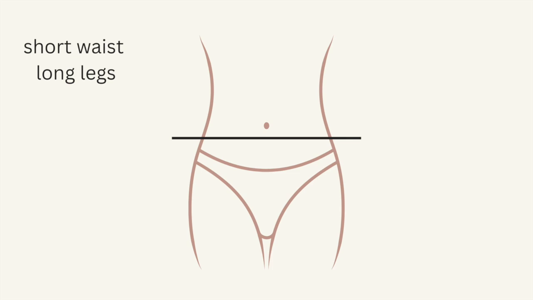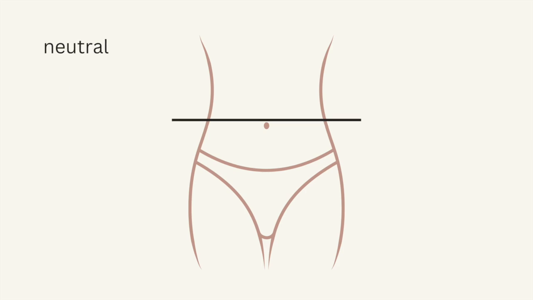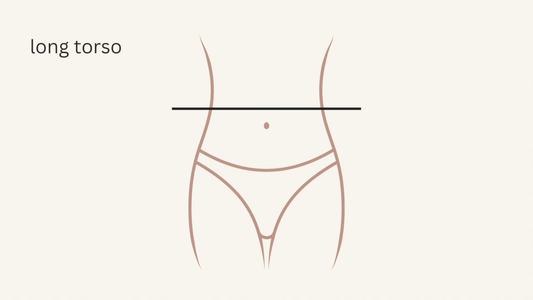two hands, put them together, one on top of the other like this, and place them directly underneath your bust line. If your bottom hand covers your belly button completely, that means you've got a shorter waist and longer legs. If your belly button is sitting right below your bottom hand, then your waist to leg ratio is neutral. If your belly button falls quite below your bottom hand, it means you've got a longer torso and shorter legs.